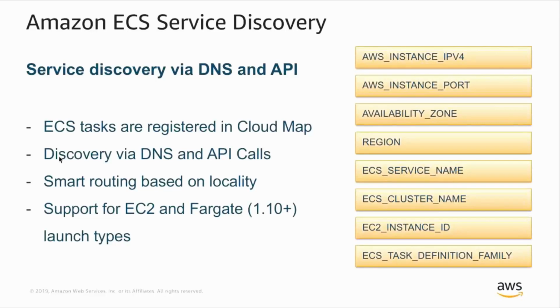And ECS actually provides 8 additional attributes with every task, such as availability zone, region, your ECS service name, cluster name, EC2 instance ID, and ECS task definition family. That helps you do that smart routing that I demoed a few minutes ago. And that is all available to you by default. ECS Service Discovery is supported for both EC2 and Fargate launch types, and well, it's available right now.